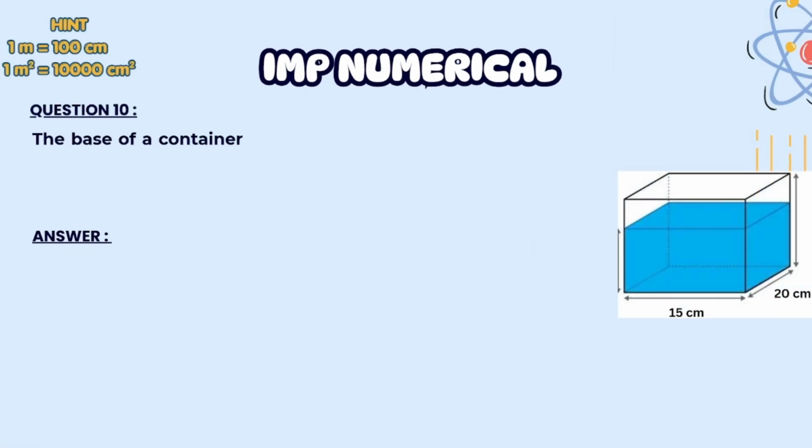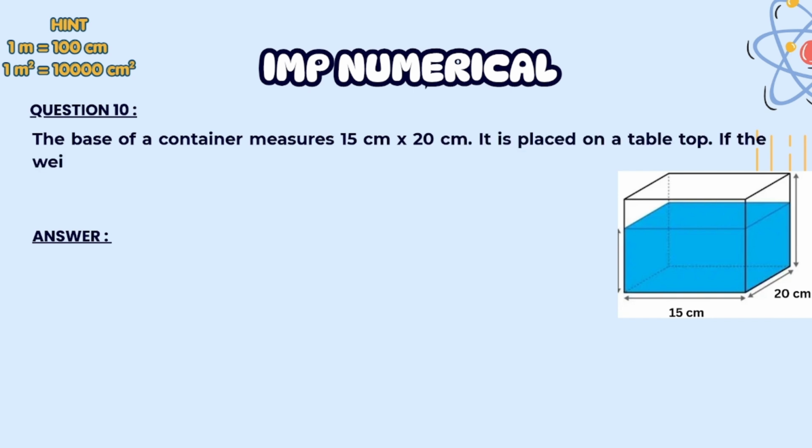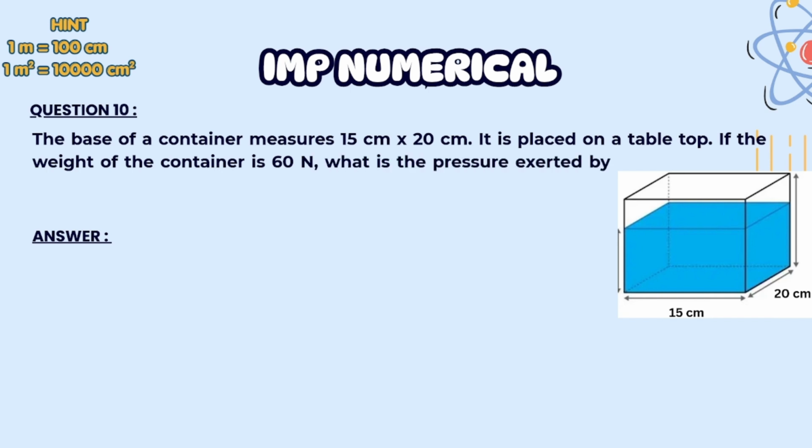Let us focus on a very important question from your exam point of view. A base of a container measures 15 centimeter by 20 centimeter. It is placed on a tabletop. If the weight of the container is 60 Newton, what is the pressure exerted by the container on the tabletop? Here, weight is nothing but 60 Newton. Weight here means thrust. Weight acts normally on a surface, right? So it's a thrust, 60 Newton.